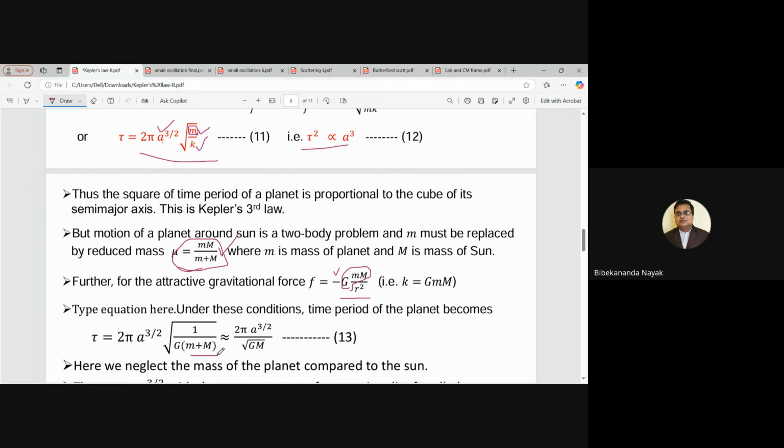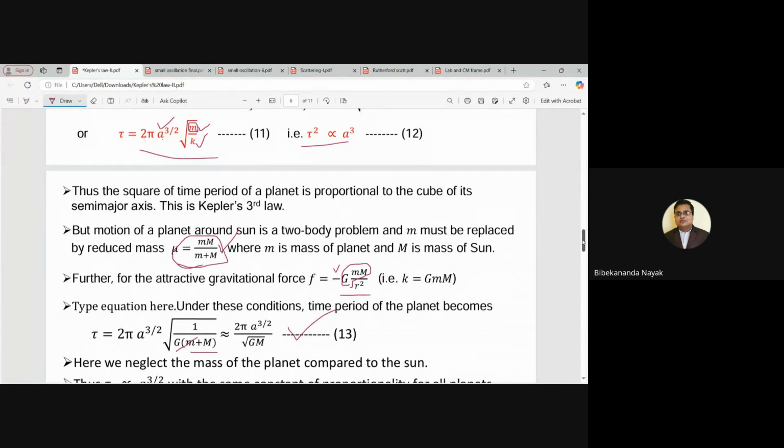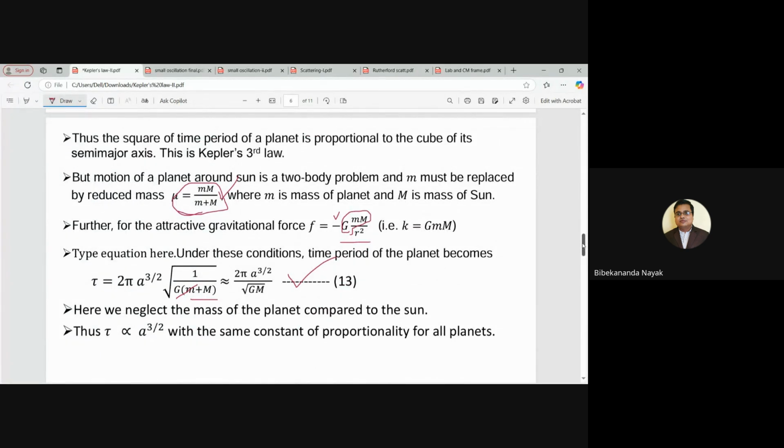Since the mass of the sun is much greater than the mass of the planets, the small m can be neglected, so root over GM. This is the final formula for calculation of the time period of planets. So using this formula, the time period of planets can be calculated.